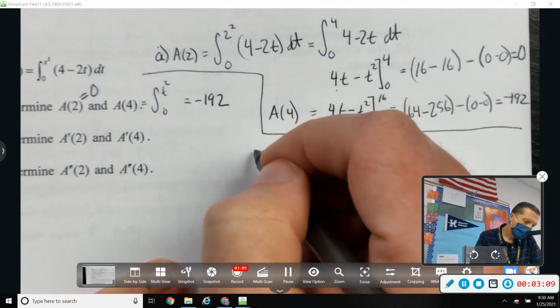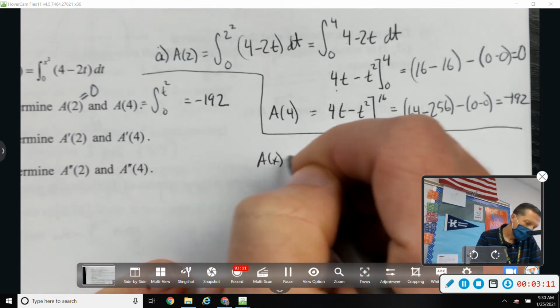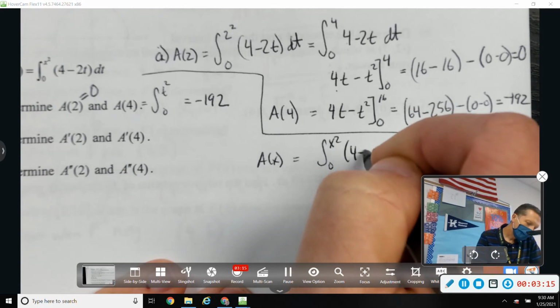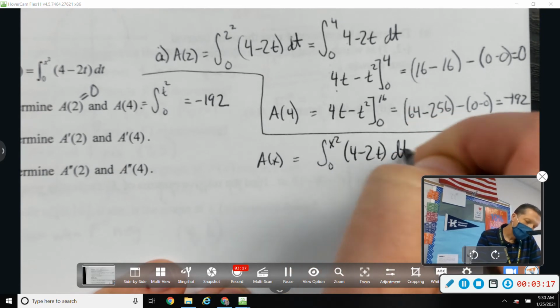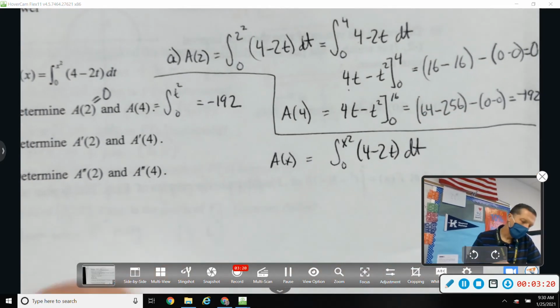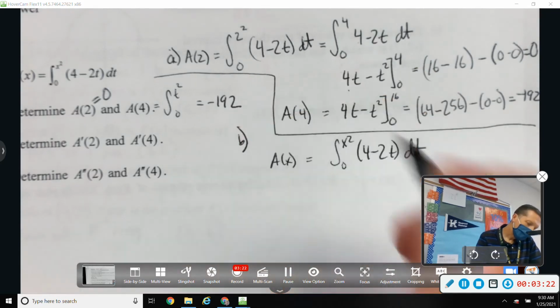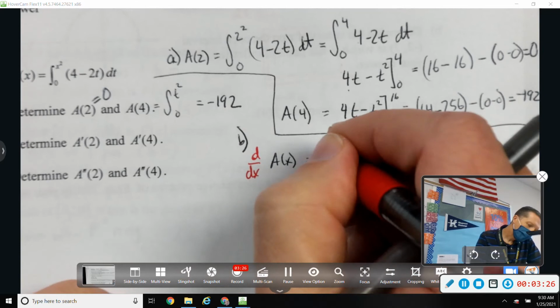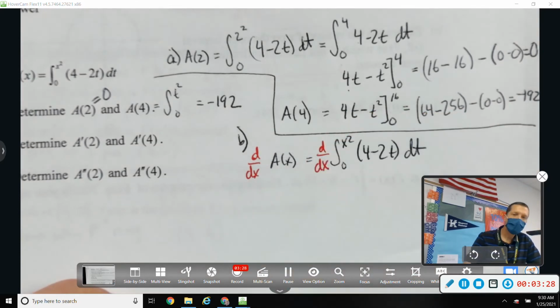Right, A prime. Well, A of x is the integral from 0 to x squared, 4 minus 2t dt. But part B, I want A prime, so I want the derivative of A. The derivative of both sides.